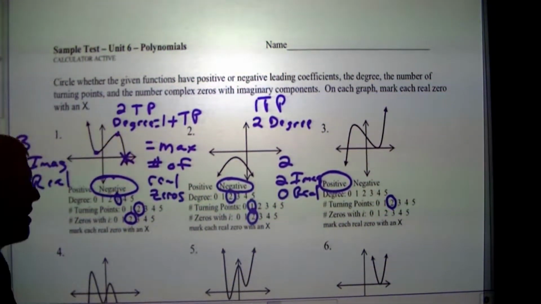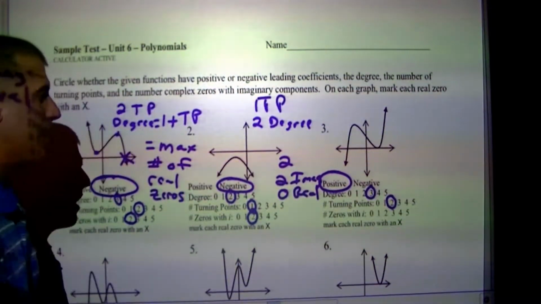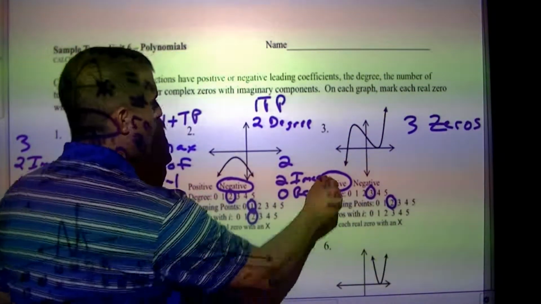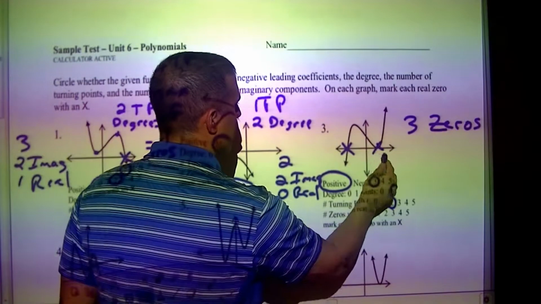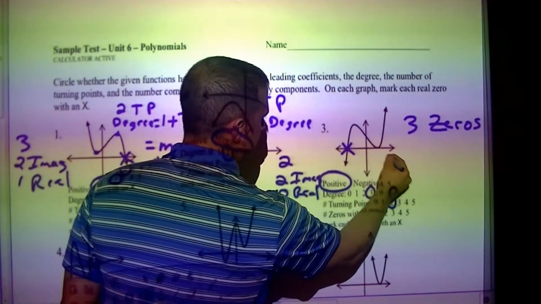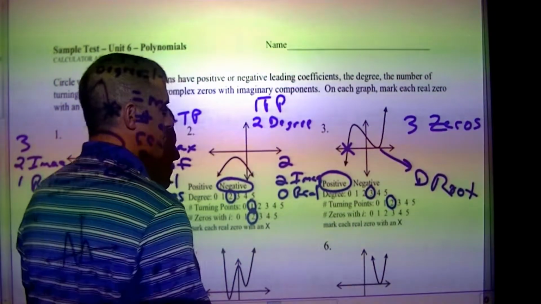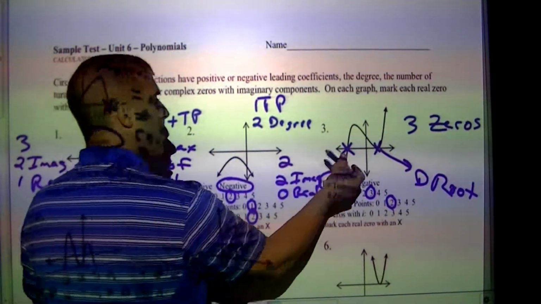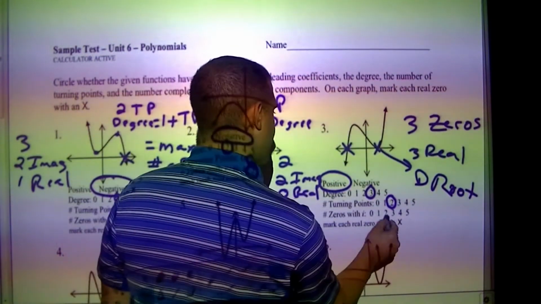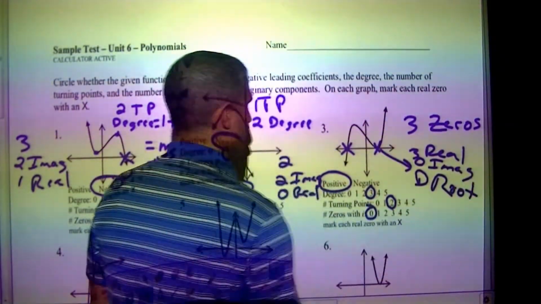That means if I've got 2 turn points, 1 more for the degree, so that's degree 3. So if I've got 3 degrees, 3 zeros are possible. Now, I've got 1 here and 1 here, but when it touches that line, let me erase that X real quick. When it touches like that, this one's called a double root. So that actually counts as 2. So that's 1, and then 2 more is 3 real. So I've got 3 real and 0 imaginary, because that's got to total up to give me the possible number of zeros.